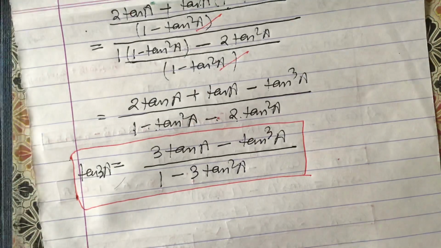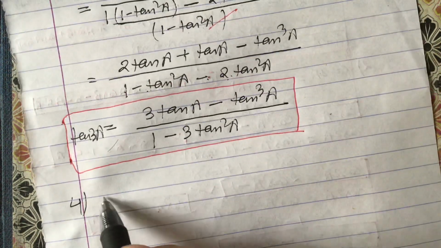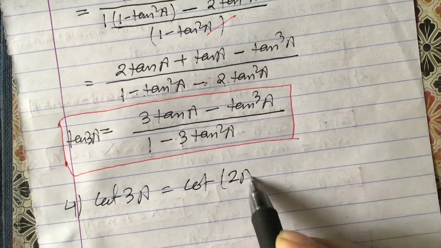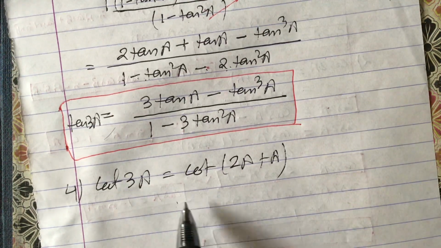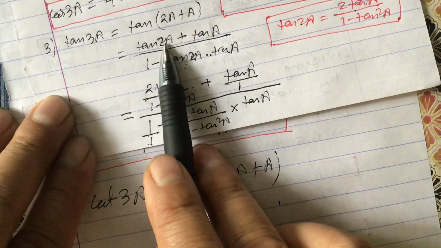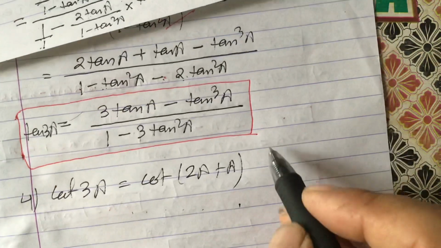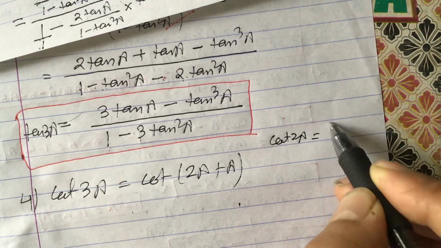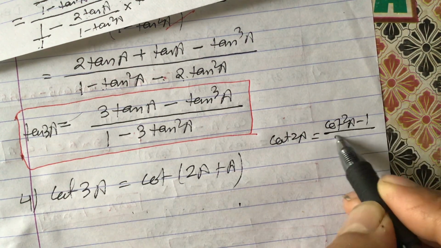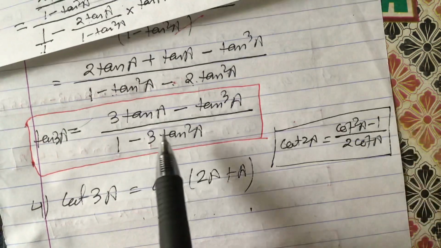Okay, now similarly for cot, cot 3A also there is a formula. So in number 4, if you need the formula of cot 3A, here also we can write like this, cot of 2A plus A you can do. Now continue in the same process. Only what is the difference here? In here cot 2A will come, and here also cot 2A will come. Cot 2A formula will be replaced. Cot 2A formula I will give you here. Cot 2A is cot square A minus 1 divided by 2 cot A.